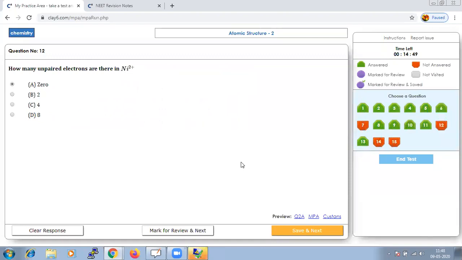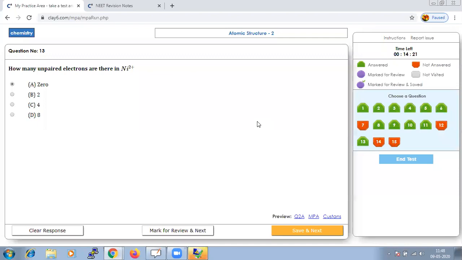How many unpaired electrons are there in Ni2+? If you do an electronic configuration for it, you will be able to find out the number of unpaired electrons present in Ni2+. What will be the electronic configuration of Ni2+? Based on that, it will be very simple to find out.